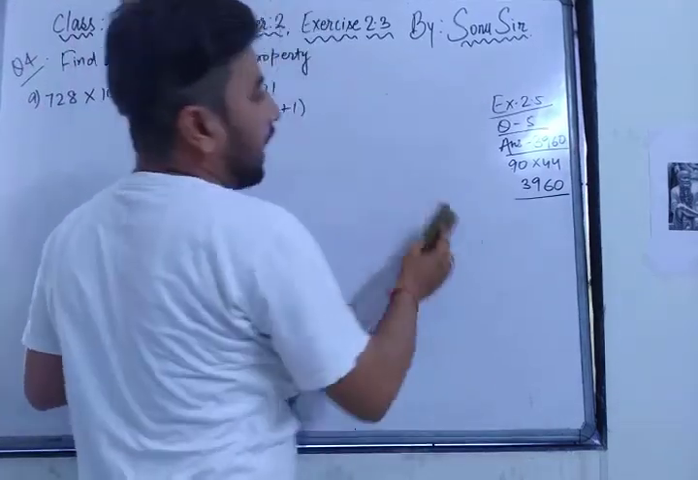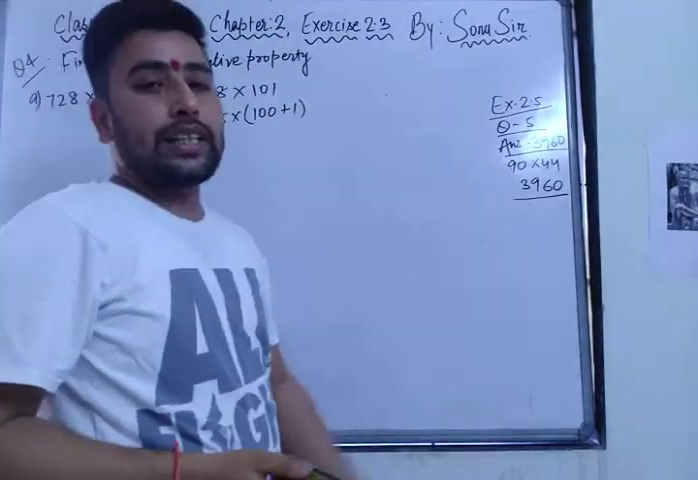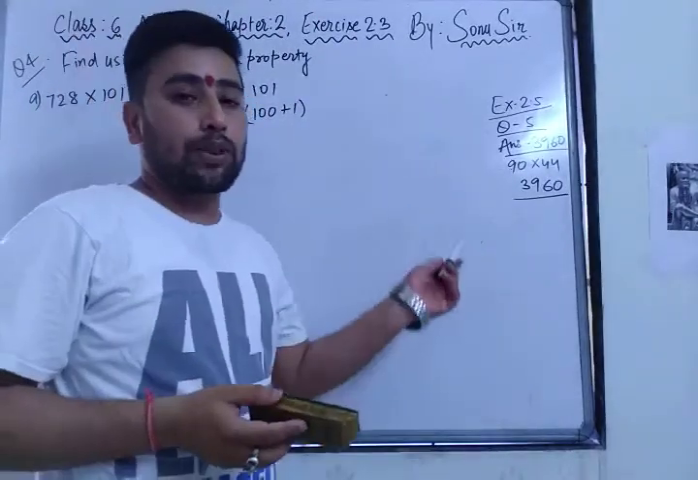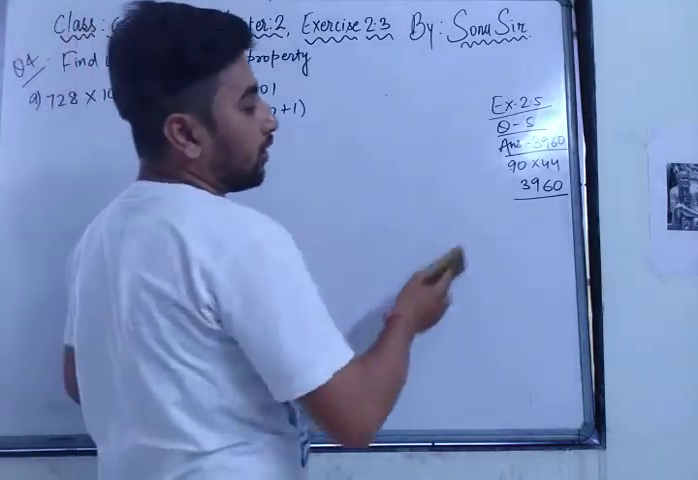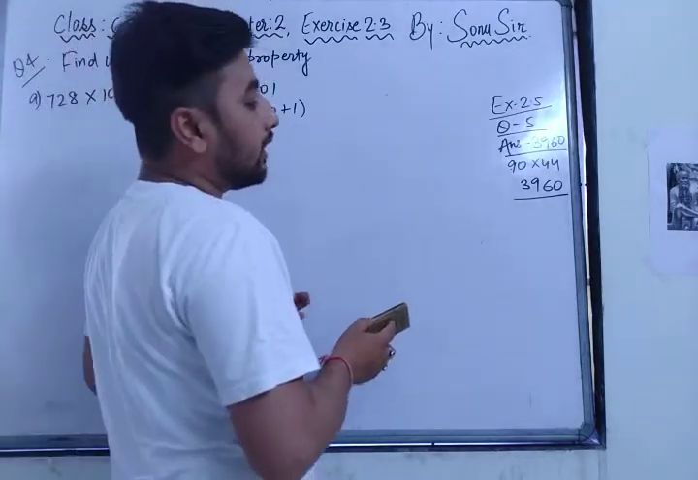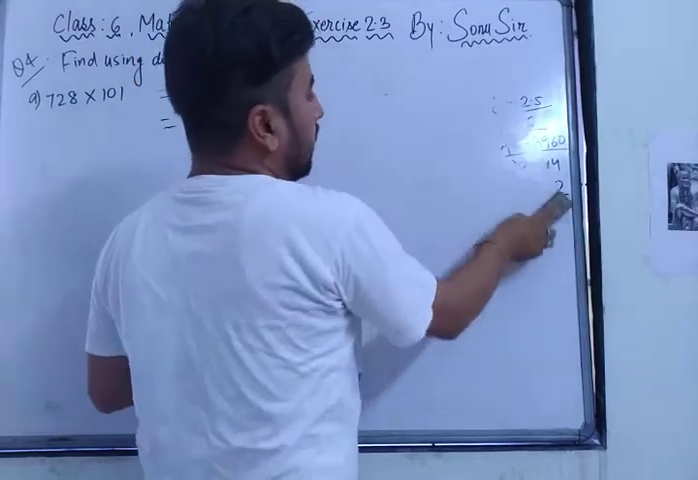First of all, everyone just change that answer. Exercise 2.2 question number 5. I hope all of you have changed that answer. Instead of 4060, write 3960. That was the wrong answer.